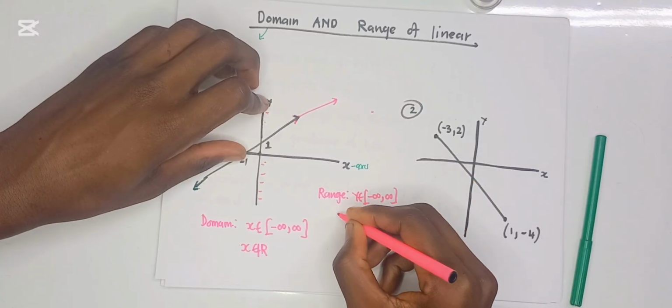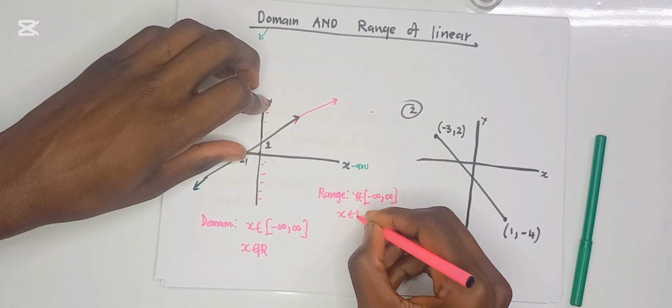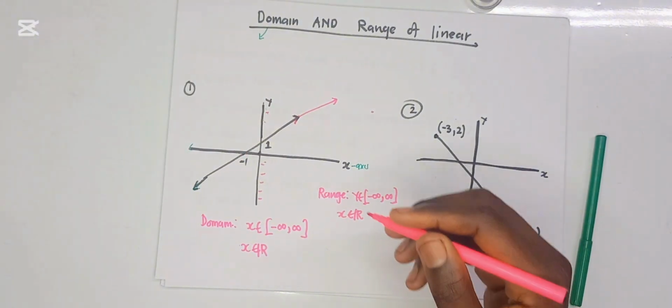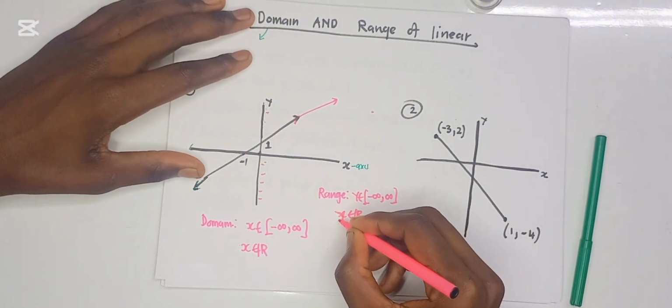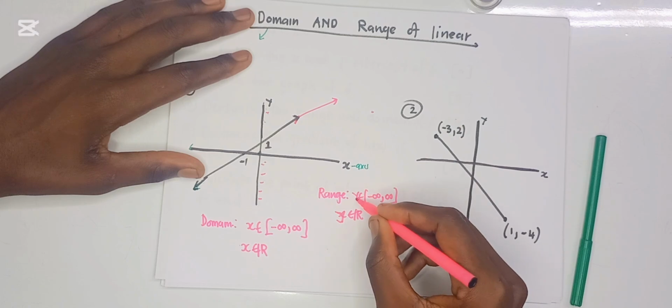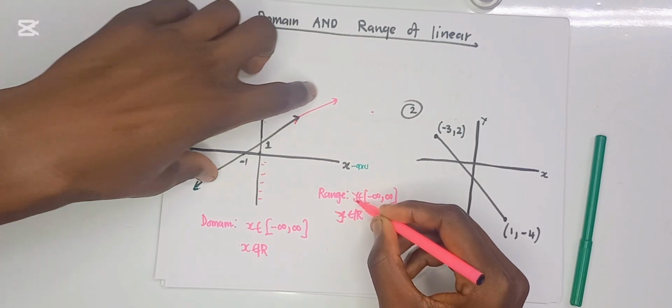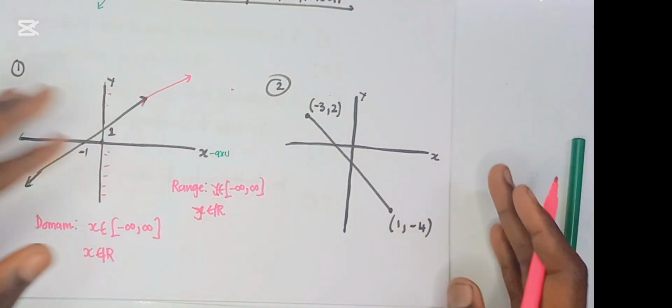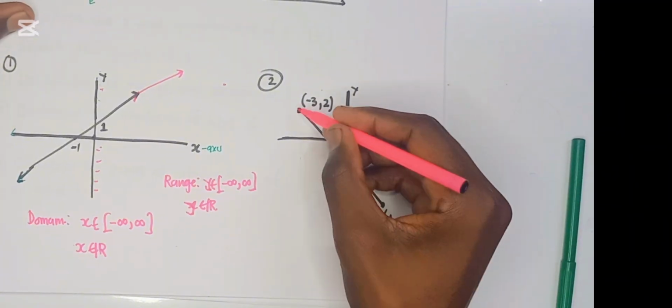In other words, you can represent it as x is an element of the real numbers, y is an element of the real numbers. Sorry for that. Since this one is y, it is the relationship with the y-axis. Now let's take a look at the second graph here.